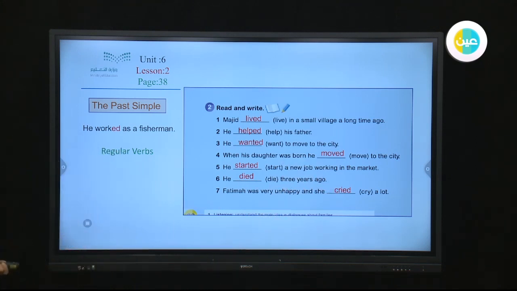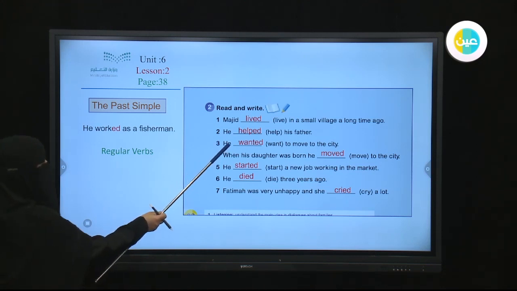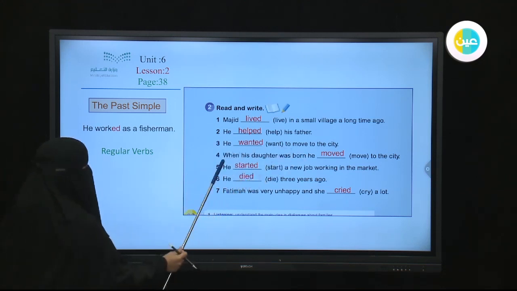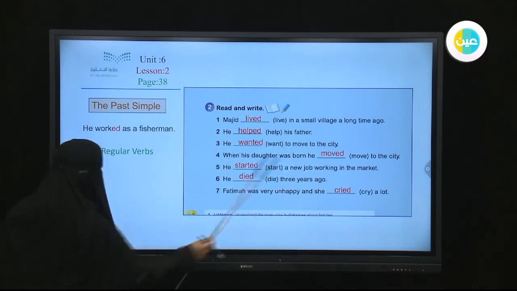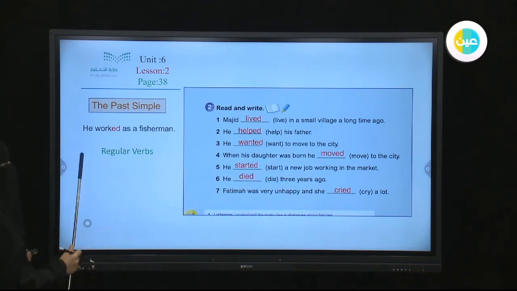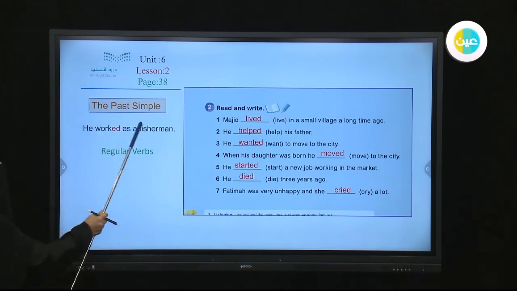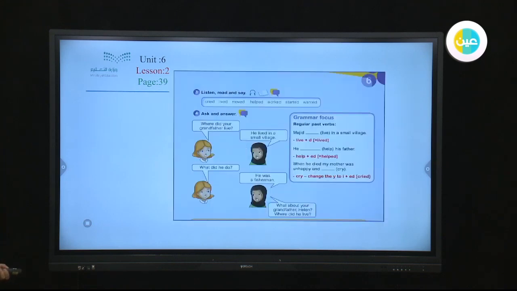Can you write these words down, please? So lived, helped, wanted, moved, started, died, cried, all these are called regular verbs in the past. In the past. Okay, so this is the past simple tense. Okay, let's go to these.